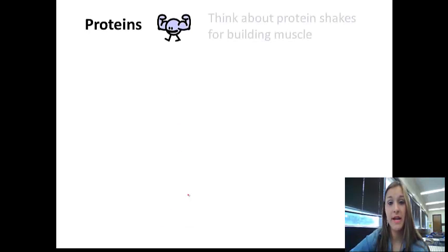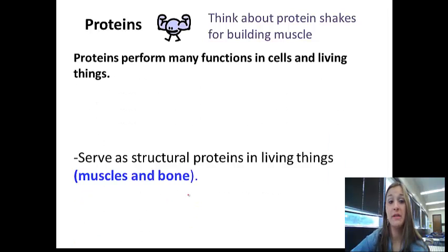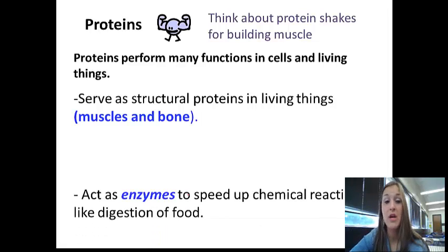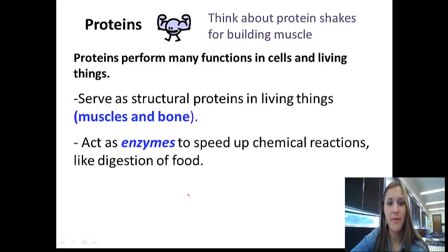Proteins are our next type. Proteins, I want you to think about protein shakes for building muscle. So proteins, mostly I want you to think about making muscle and bone. But proteins make almost all of our body up. They make up our hair, they make up our skin, they make up our bones. So proteins are the most important part of our body.